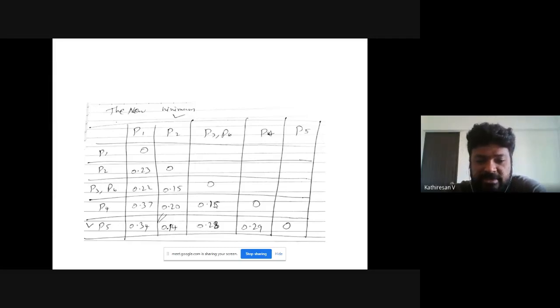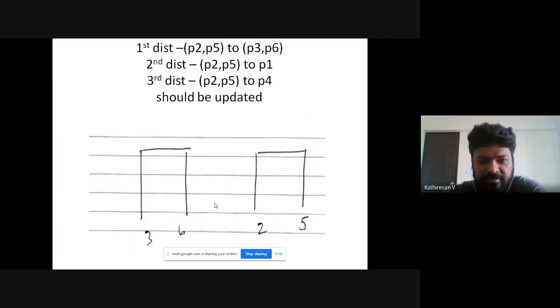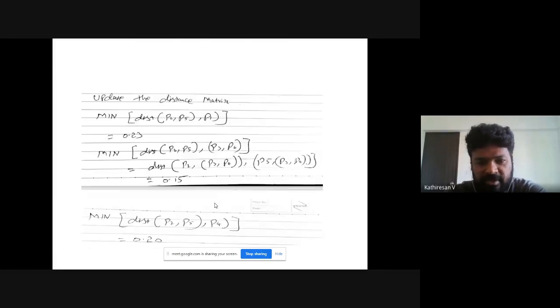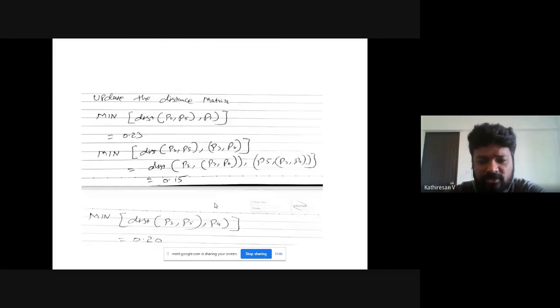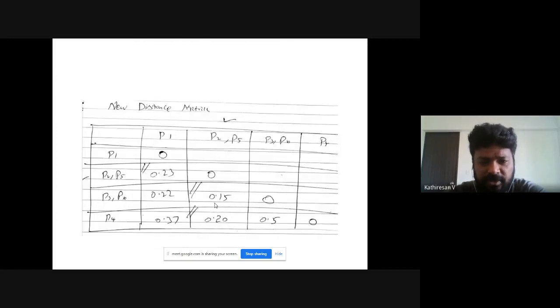So the next step is we have to form a cluster between P2 and P5. So the next cluster is also formed, that is P2, P5. The same way, the entries in the distance matrix we have to join. This is the dendrogram. In the distance matrix we have to join P3 P6 together and P2 P5 also together, and we have to form a distance matrix again.